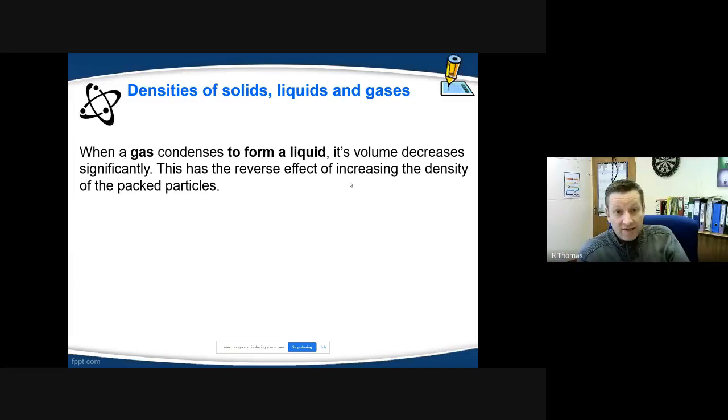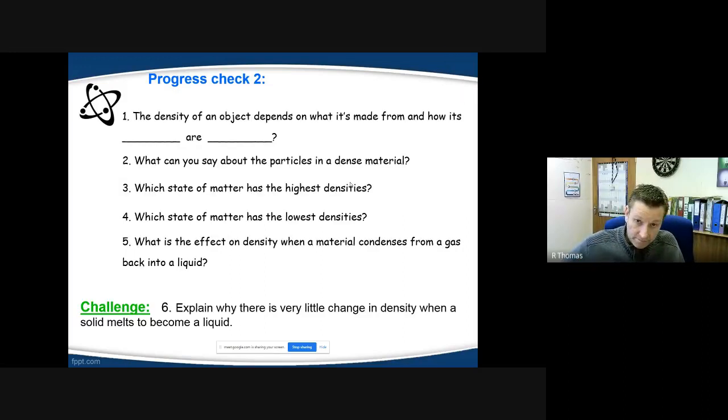Now, when a gas condenses to form a liquid, so when steam cools down and it condenses to go back to water, its volume then decreases significantly. So this has the reverse effect of what we just explained, and the density will increase again because the particles start packing back in more tightly, right?